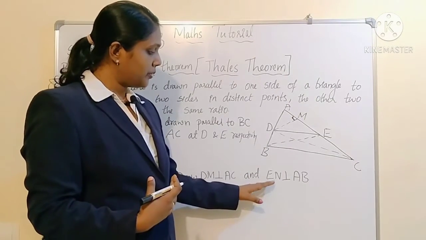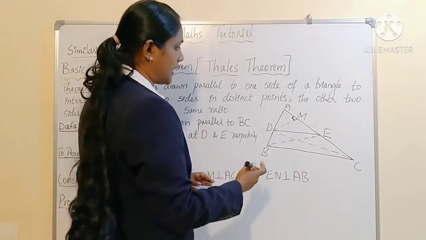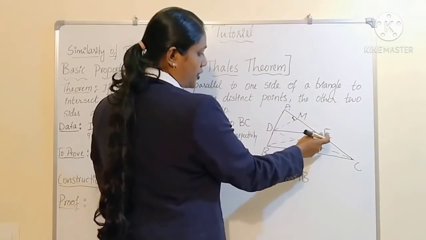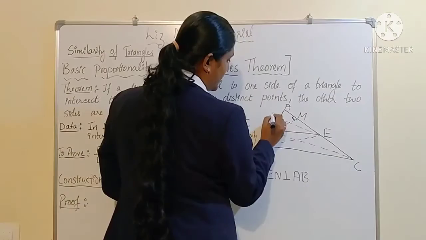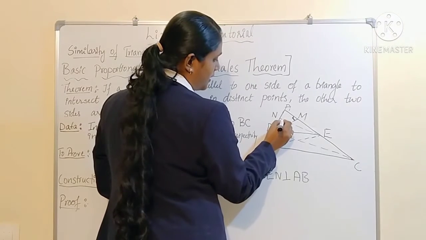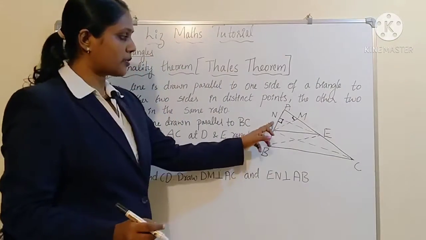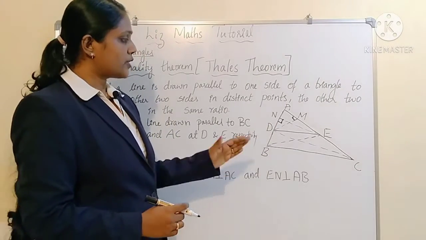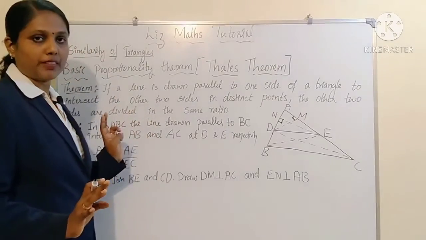Similarly, EN is perpendicular to AB. That means from the point E, you have to draw a perpendicular line to AB, this line. So N. Here also you can see there is a perpendicular, isn't it? So now you have drawn, the construction is over, isn't it?